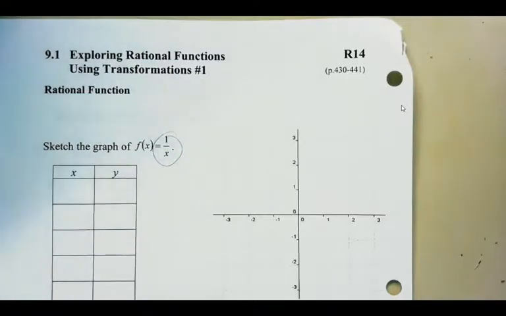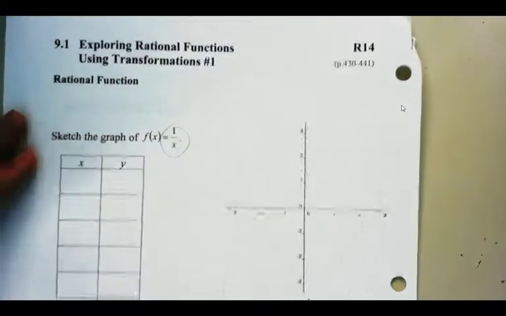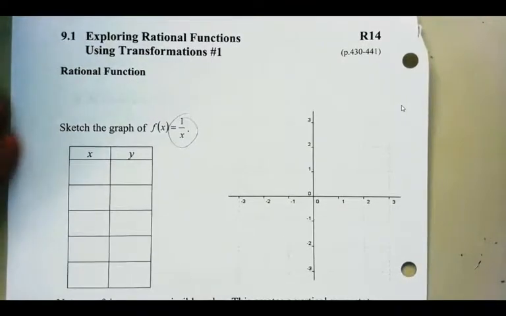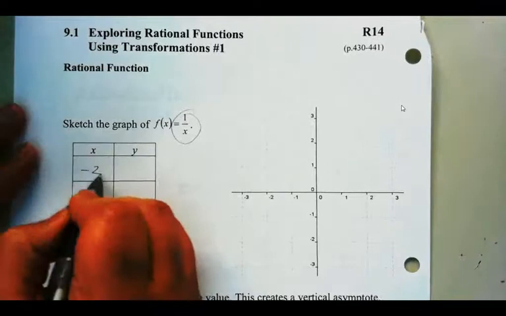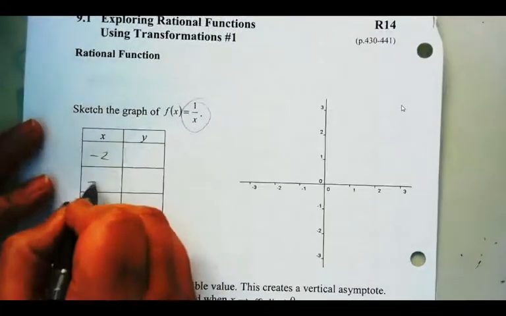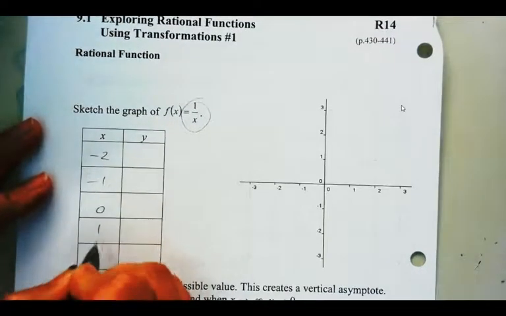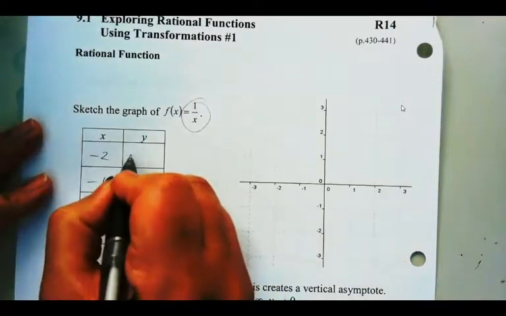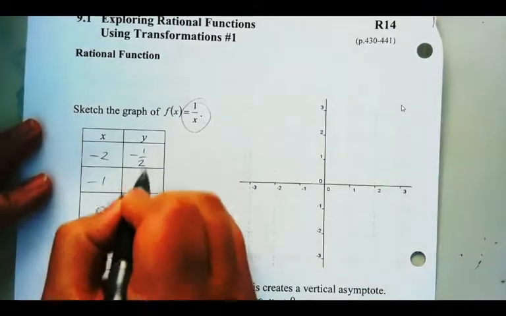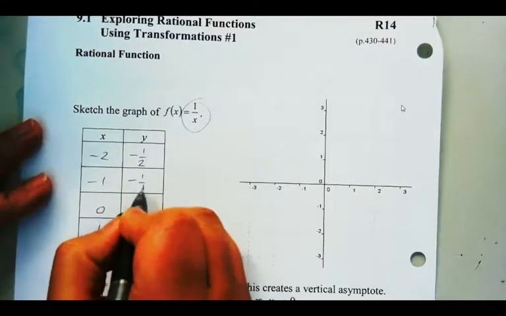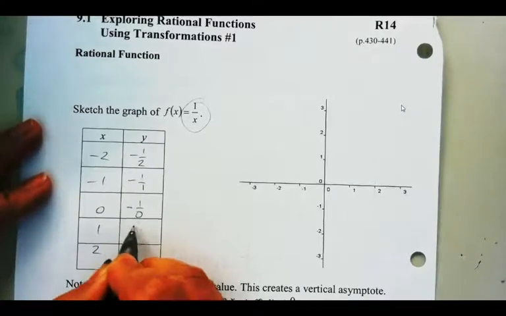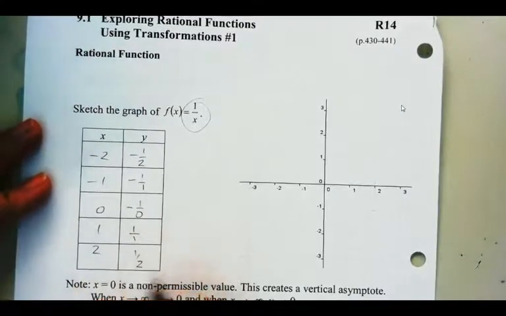Remember? Okay, so if you can't remember what a graph looks like, the easiest thing to do is to quickly draw a table of values, and I'll start you off with the x values. Pick -2, -1, 0, 1, 2, and fill out what the values are. So you've got -1/2, -1 over 1, -1 over 0, 1 over 1, 1/2.